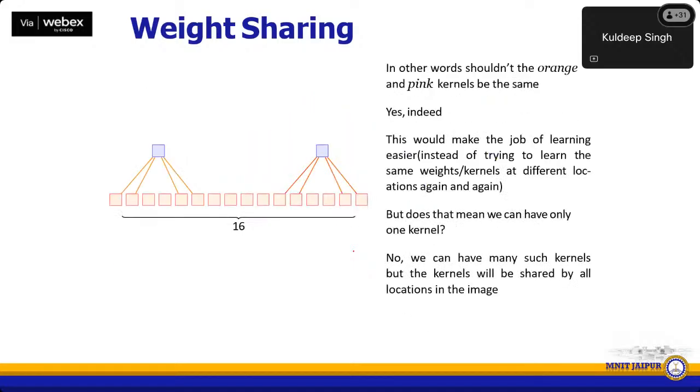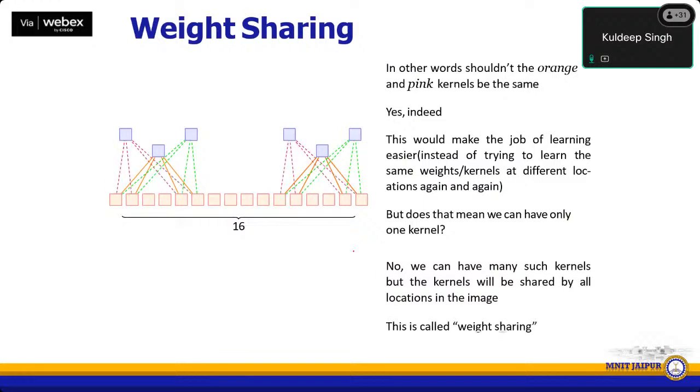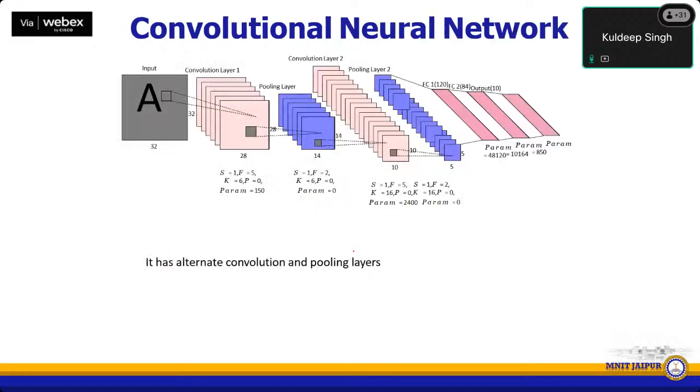I think this we have already covered. Now we can have multiple such kernels, different kernels, but whatever kernel we are using, it will have the same weights which will be applied all across the image. So that is how we are saving the number of parameters. This concept is called weight sharing.